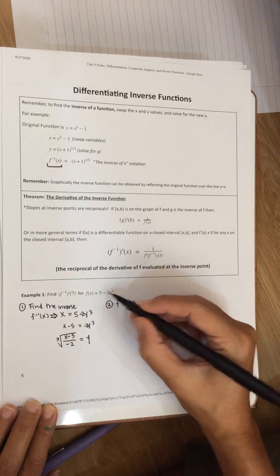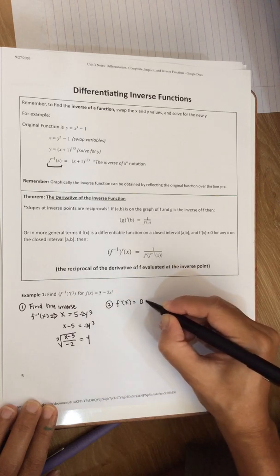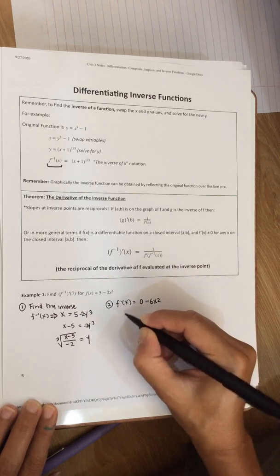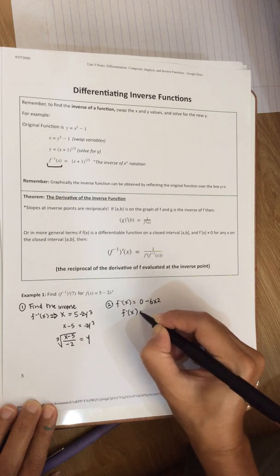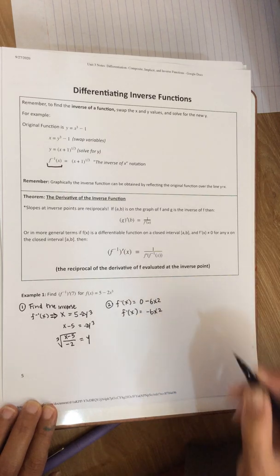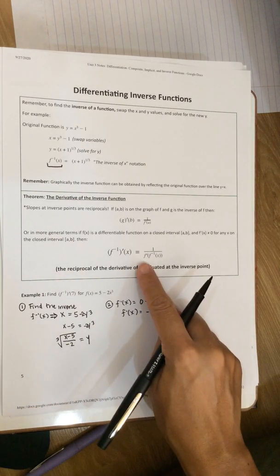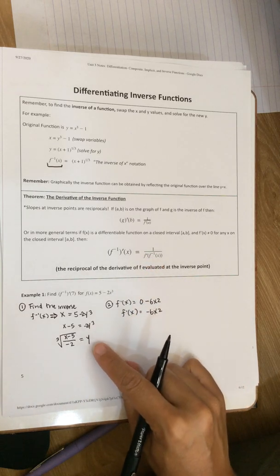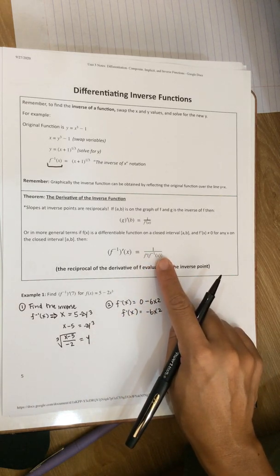Well, that's easy. That first part goes to 0, and minus 2x cubed just becomes minus 6x squared. So the derivative of f is minus 6x squared. Okay, so we have our derivative, we have our inverse function, but we need to evaluate this inverse function at the given value of x.